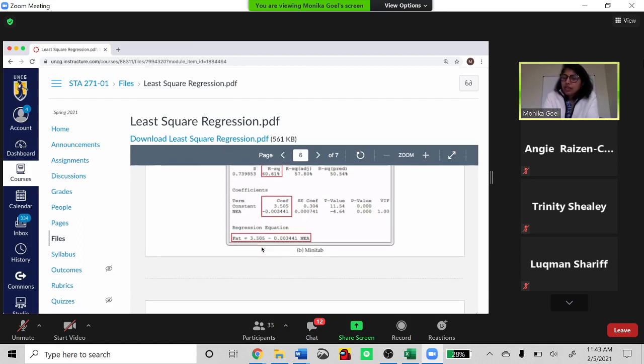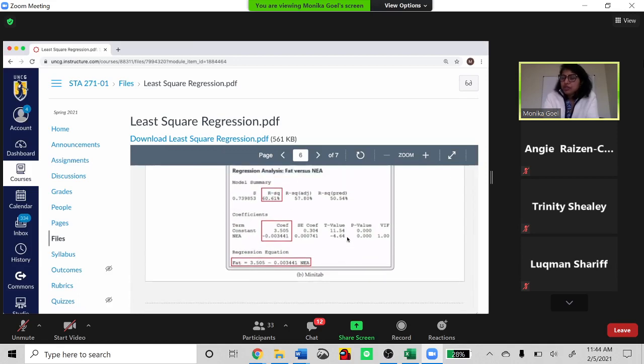So when you're writing the equation, you're predicting the value of fat equals, first write this, your b0 constant, and then this is your slope. And you see there is a negative sign. So you have a negative linear association, or a negative correlation here. And again, it says NEA instead of x, because that's your x variable, your explanatory variable.